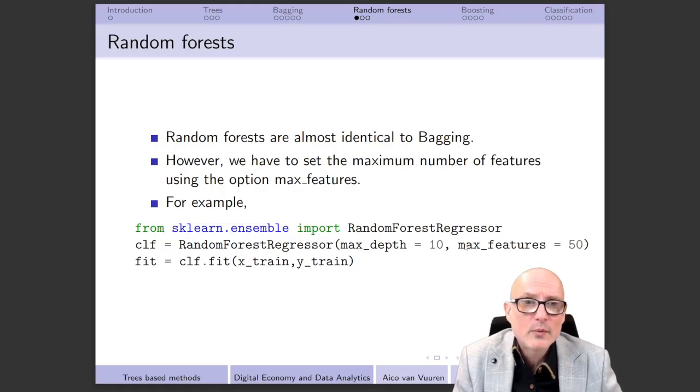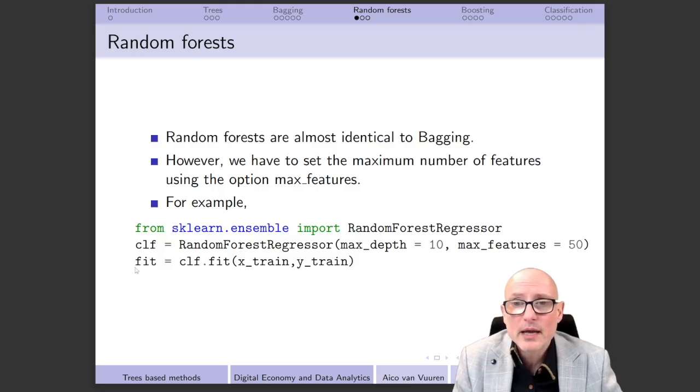We can do that by using this option over here, max features, and we can, for example, set that equal to 50. That looks like quite a high number, but take into account that in our analysis, especially at the moment that we were using our dummies in Lasso, we actually had a couple of hundred different features. So using only 50 features in total isn't that much at all.